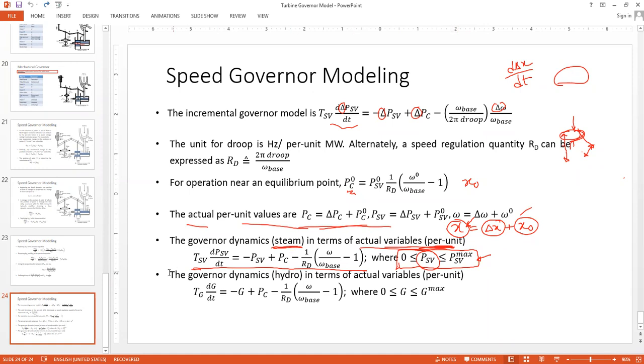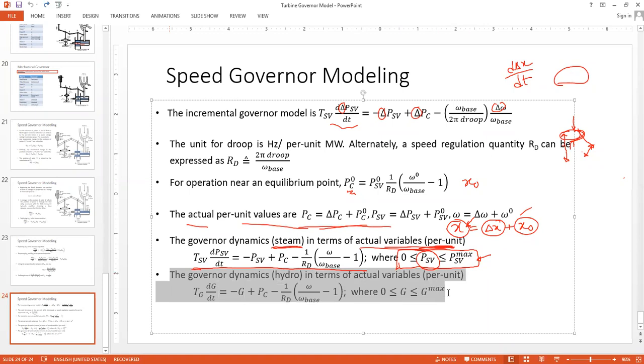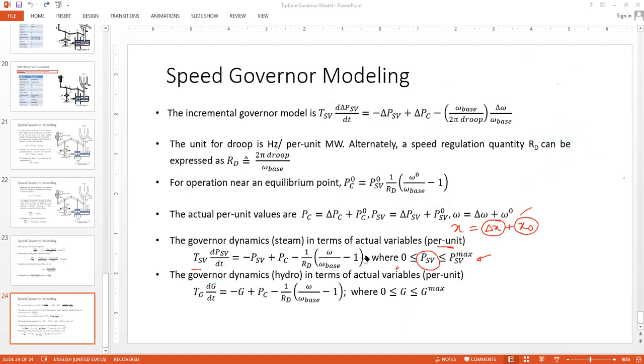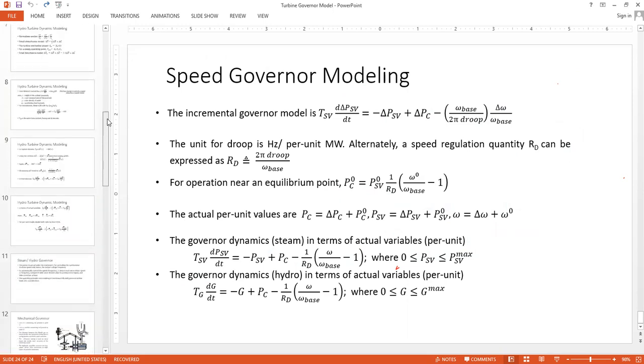Now, this line I have written here just to make us comfortable with the earlier derivations that we did for hydro turbine. Remember, in the hydro turbine case, the power flow to the hydro turbine was actually governed by the gate valve position. If you remember, that gate valve position was denoted by G. Before we started this part of the discussion of governor modeling, we were actually in a problem. Let's go back to the problem and try to finish it here.